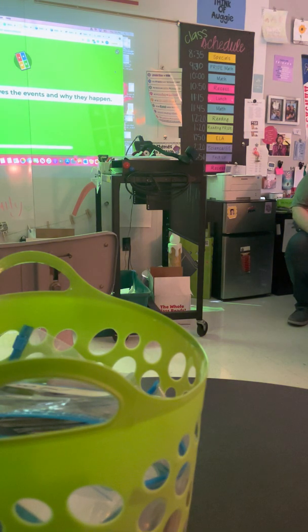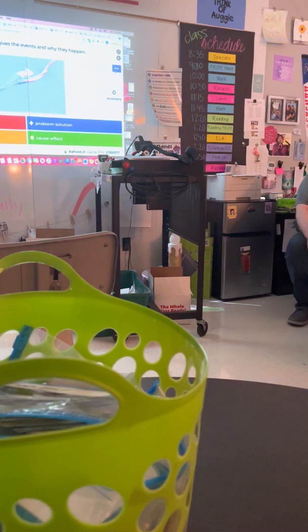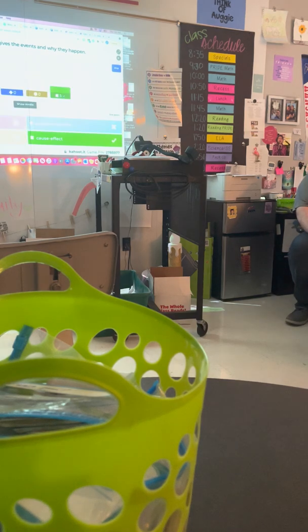All right, this text structure gives the events and when they happen. This one's kind of hard. This wasn't on our board, but chronology is time. It tells you what happened in order. So what do you think that sounds like? Chronological. Okay, so that one's tough, but chronology is part of description.